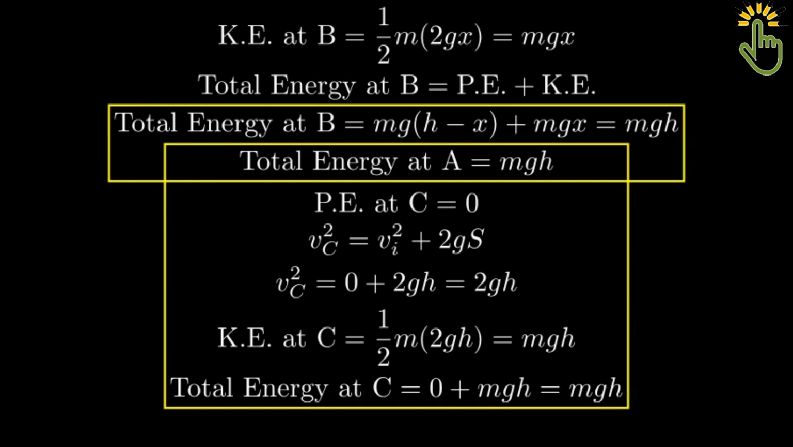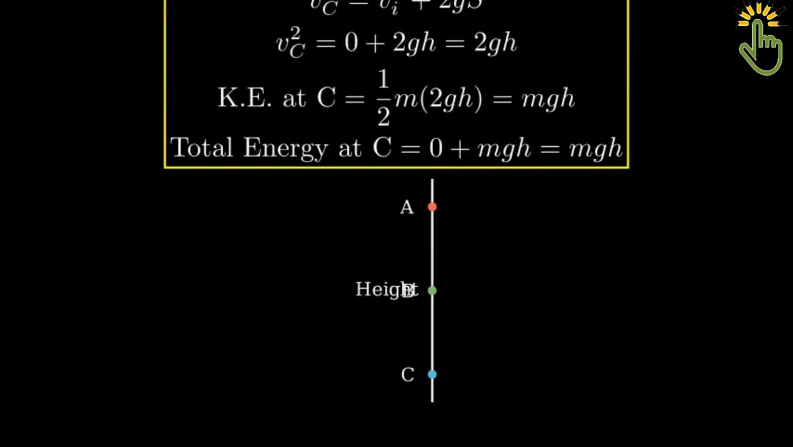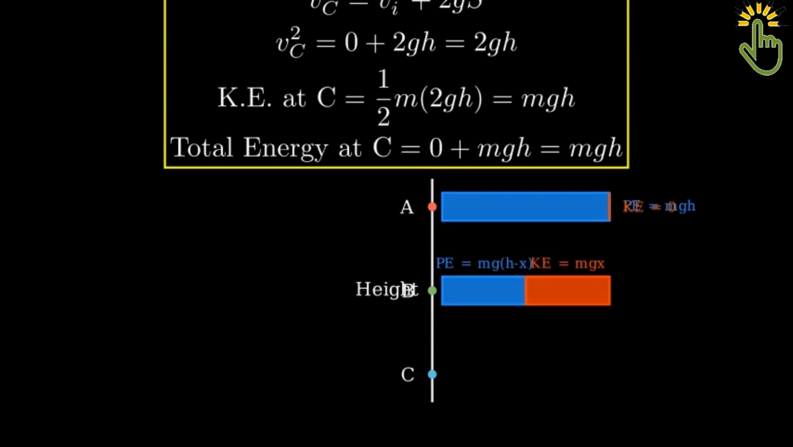Let's visualize how this energy conversion happens as the body falls. To make this clear, I'll draw a new diagram. On the vertical axis, we'll represent height, and we'll use the horizontal length of these bars to represent energy. At point A, the body has only potential energy and no kinetic energy. As it falls to point B, some potential energy converts to kinetic energy. Finally, at point C, all potential energy has been converted to kinetic energy.